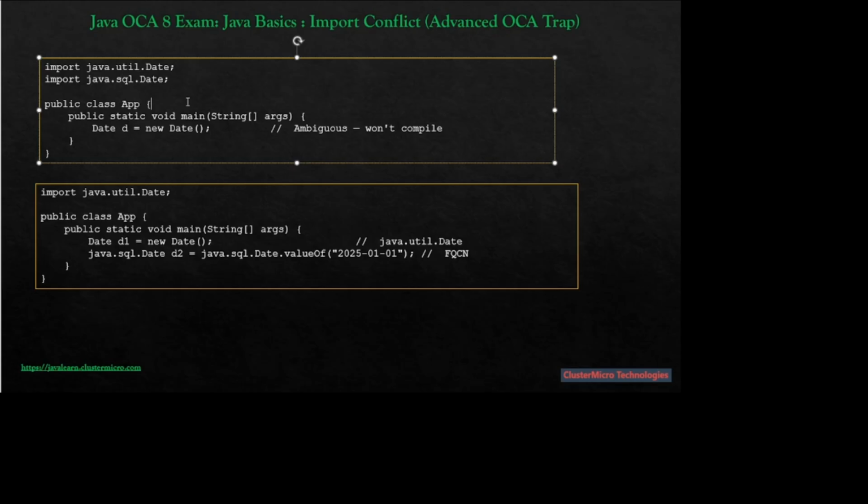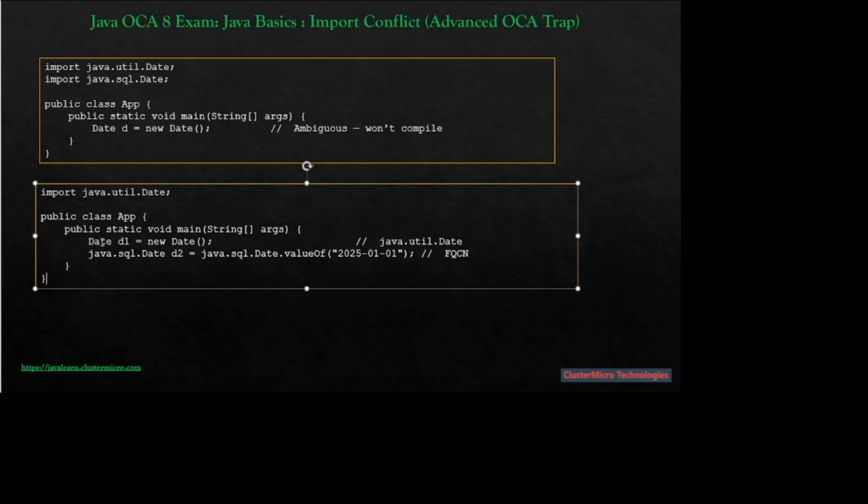So how can you solve this issue? You can import java.util.Date and use Date here: Date d1 = new Date, and so this is java.util.Date. And for the SQL date, you can use the FQCN directly. You don't have to import it. That way you can solve this issue. So this is an advanced OCA trap. You have to remember that.